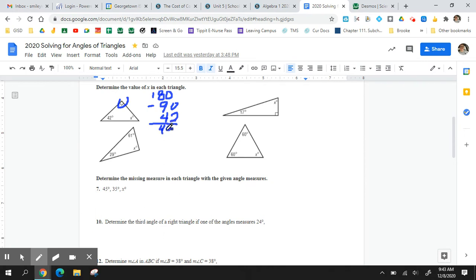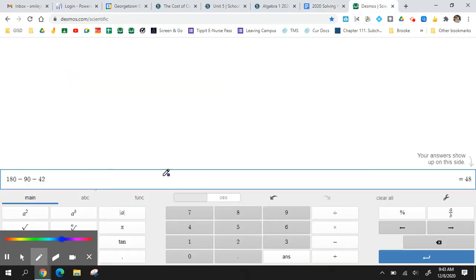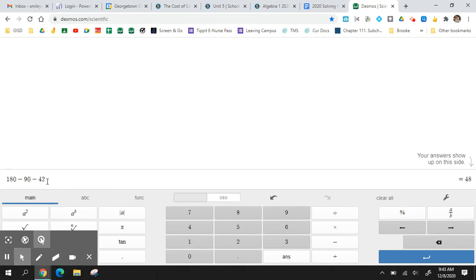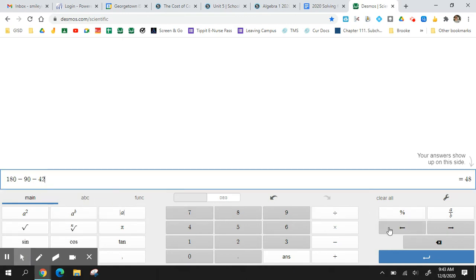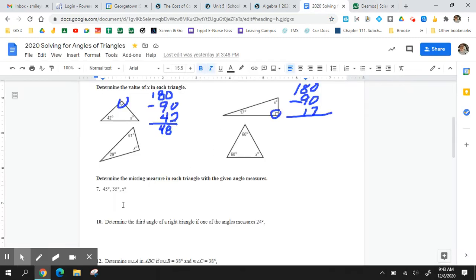So take the angles that they give you and subtract. All right, let's do another example. On this one, they give us another right angle, 90 degrees. So we're going to put 180 minus 90 and minus 17. In Desmos, I'm going to change this to a 17. Okay, so we get 73 as our answer. All right, so that's dealing with a right triangle and trying to find the missing degrees.